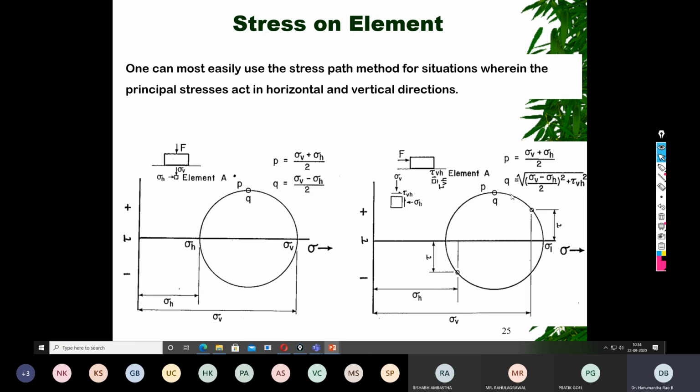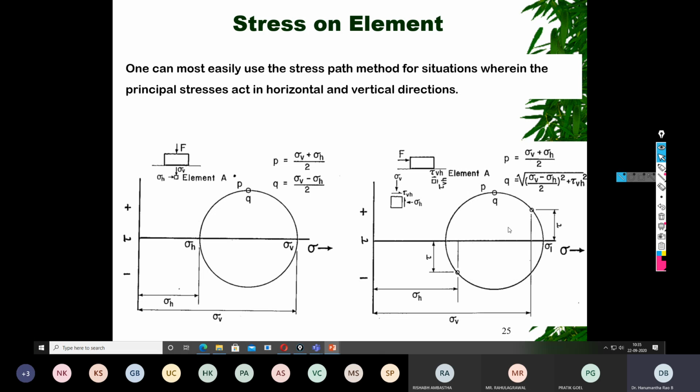And here in this case, P is defined as (sigma v plus sigma h) by 2, and Q can be defined as the square root of ((sigma v minus sigma h) by 2) whole squared plus tau vh whole squared. So this is something like the radius of the circle. So P and Q.